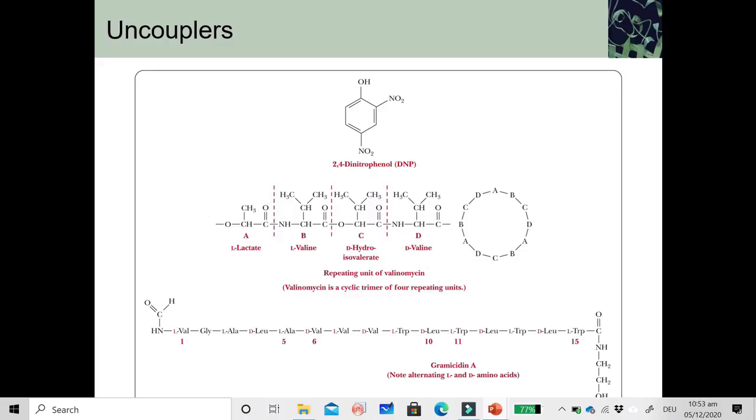It allows for the penetration of protons, and therefore also uncouples electron transport from ATP synthesis. And these have been used as antibiotics, right? Valinomycin and gramicidin. Notice that they function as antibiotics by inhibiting, or by lowering, the amount of ATP the microbes are able to generate.